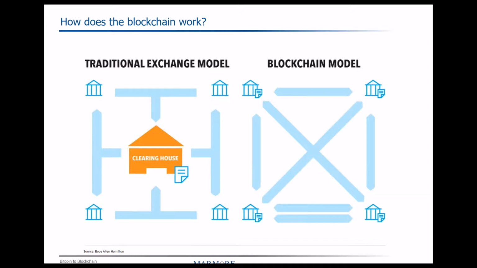Well, this slide explains how the blockchain model differs from the traditional exchange model. As you see, the need for a clearinghouse is eliminated in the blockchain model. Transactions that happen on the network are verified by the network themselves, and when approved as valid, they are added to the block.